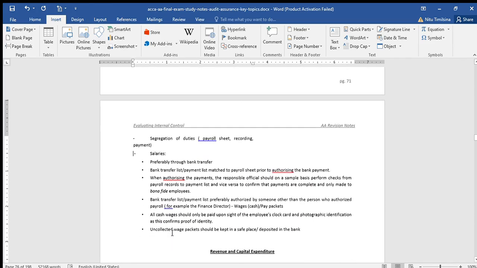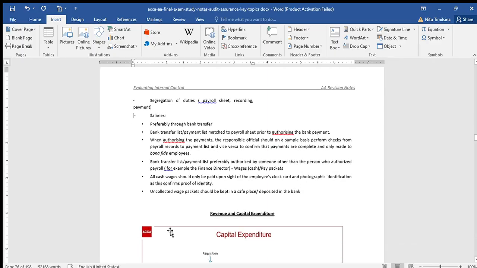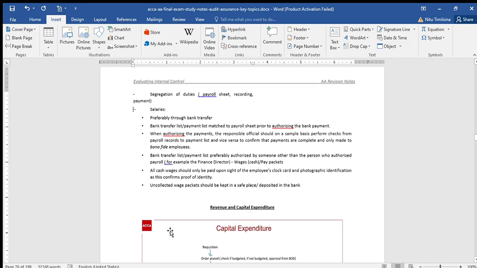Sample check payroll and payment list. It should be authorized by an independent party. Cash wages paid only with clock card and ID proof. Unclaimed wages should be kept safe or deposited.